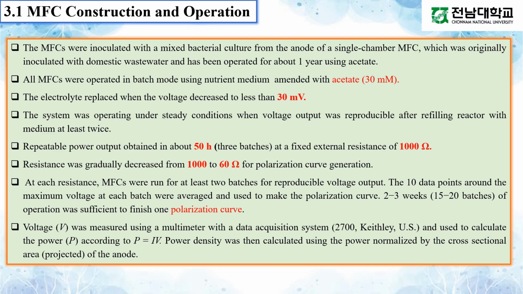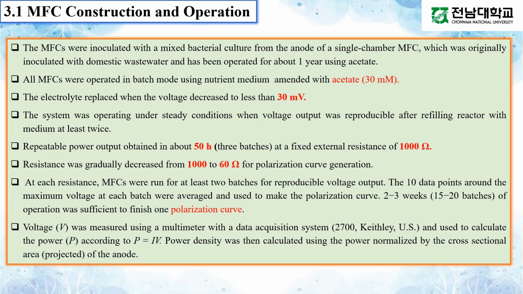The system was operating under steady conditions when the voltage output was reproducible after refilling the reactor with medium at least twice. Repeatable power output was obtained in about 50 hours, 3 batches, at a fixed external resistance of 1,000 ohm. Resistance was gradually decreased from 1,000 to 60 ohm for polarization curve generation. At each resistance, microbial fuel cells were run for at least 2 batches for reproducible voltage output. The 10 data points around the maximum voltage at each batch were averaged and used to make the polarization curve.